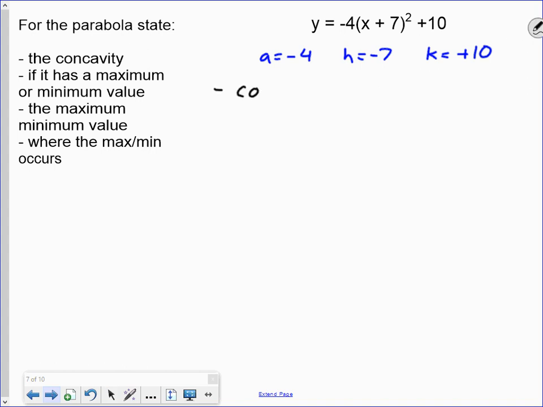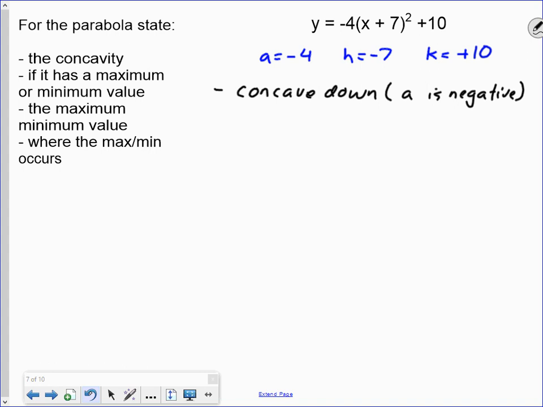We know that this is concave down because a is less than 0. Let's put that in brackets: a is negative. We know that if a is negative, it's concave down. If a is positive, it's concave up.